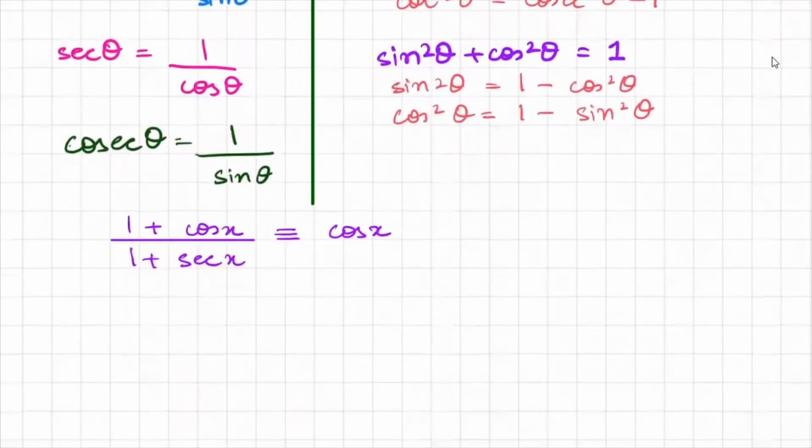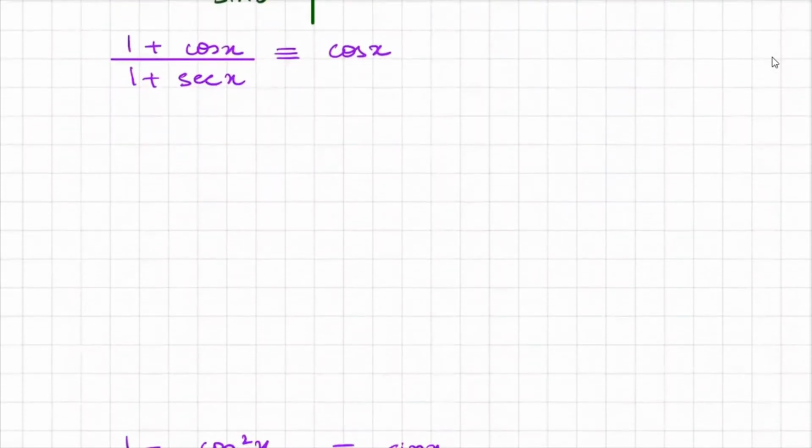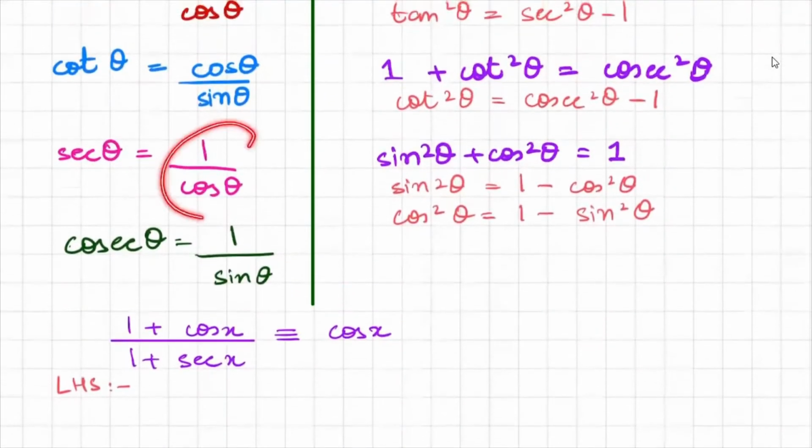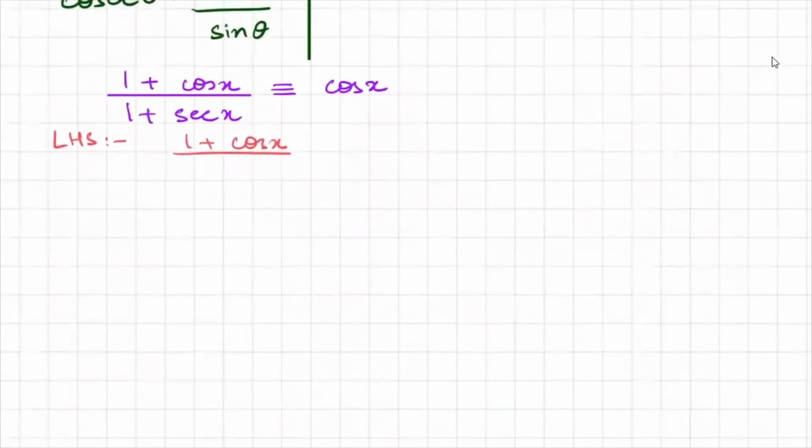The first question is 1 plus cos theta divided by 1 plus sec x equals cos x. Now the trick over here is that you choose the most complicated and the most difficult side, something that you're really scared of. So I am haunted by this side. I'm going to pick up the left hand side. The left hand side has a sec x over here, and sec can be replaced with 1 over cos. So I'm going to replace it. This would become 1 plus cos x divided by 1 plus 1 over cos x.